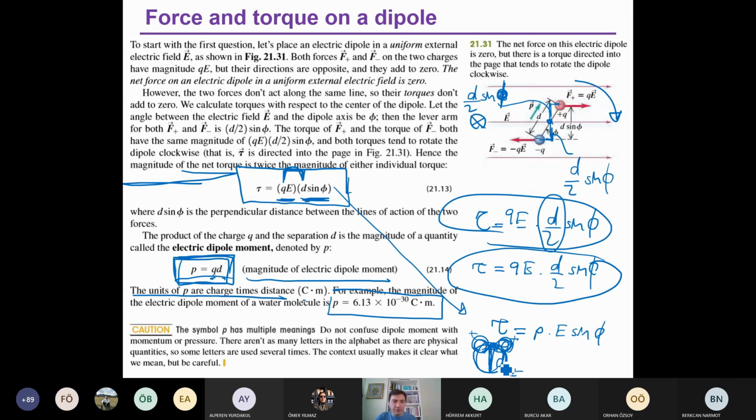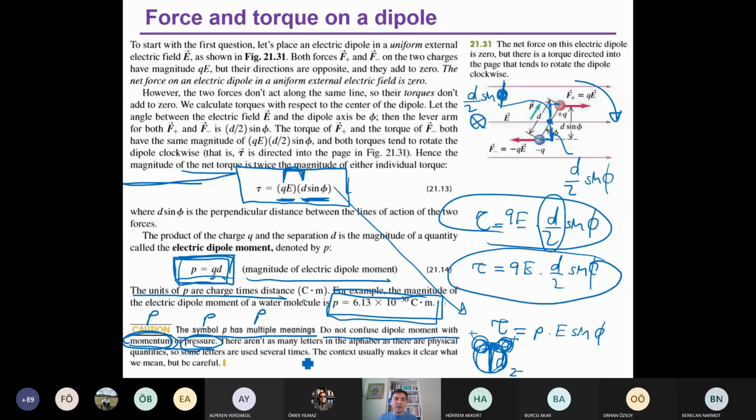So as I told you here, the symbol P has multiple meanings within this book, also in other physics books. Don't confuse dipole moment with momentum or pressure. For the momentum in the physics one, we have also used the P symbol. For the pressure, we have also used the P symbol. And here for the electric dipole moment, again, we are using the P symbol. But the context usually makes it clear what we mean. You have to be careful.